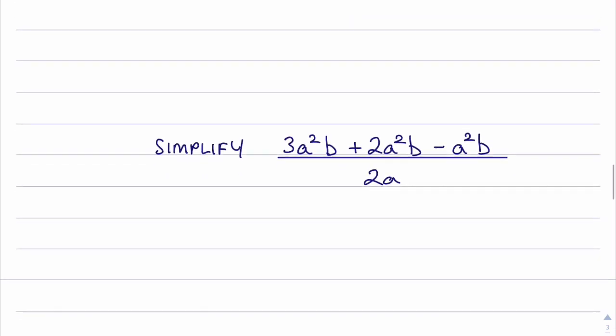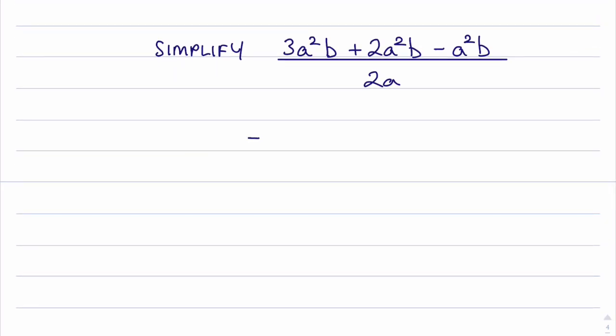On to the third question. So again, we're going to try and collect like terms, and it looks like in the numerator we have a squared b terms here. So we've got a 3 and a 2 and a minus 1, so that's going to give me 4a squared b, and that's all over 2a. Now I can cancel the 4 and the 2, so we'll get a 2 here, and I can cancel this a with one of these in the numerator. So the final answer on this one is 2ab.